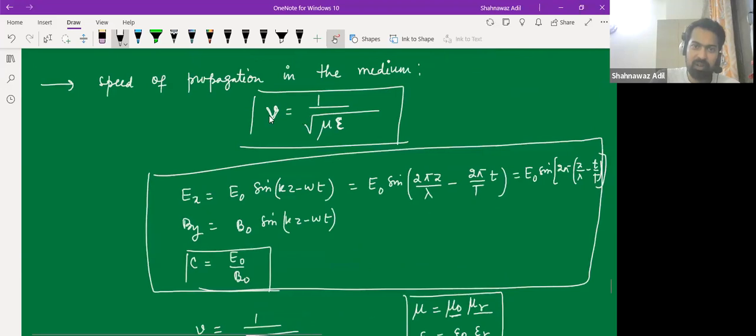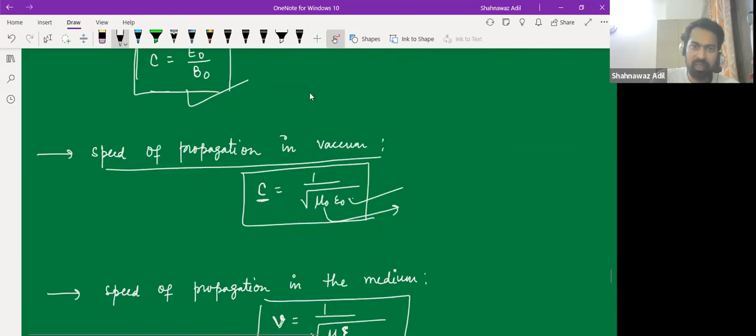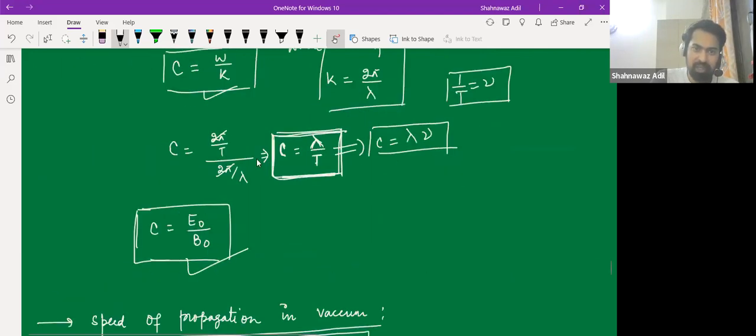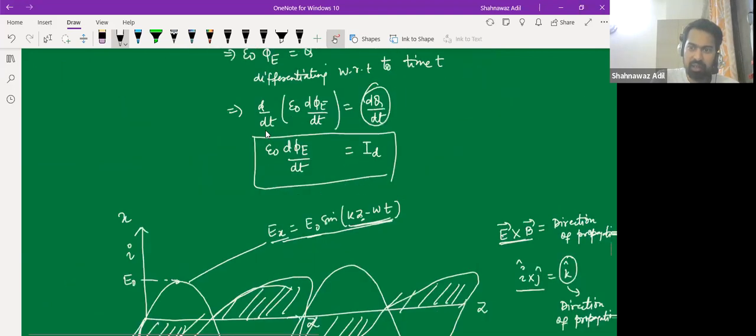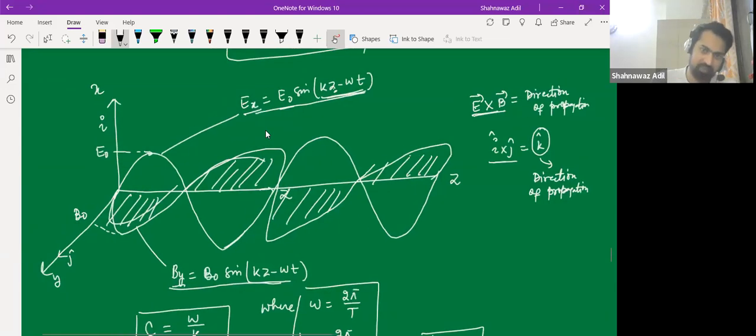So this was the refractive index, this was the speed of propagation in medium, and this was the speed of propagation in vacuum, and then how the amplitudes are related. These parts are important. Please note down these parts, and then we'll do some questions. Then it will be more clear. The questions are asked from this set of topics. Either they will ask you displacement current, or they will ask you this question.